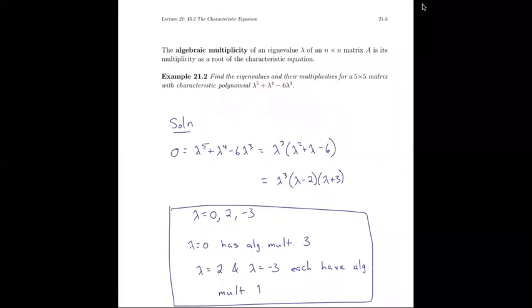Let's have a look at the example. So we're given the characteristic polynomial for a 5 by 5 matrix. So we have lambda to the 5th plus lambda to the 4th minus 6 lambda cubed. We're asked to find the eigenvalues and their multiplicities for this characteristic polynomial. That amounts to solving the characteristic equation. 0 equals the characteristic polynomial and solve from there.